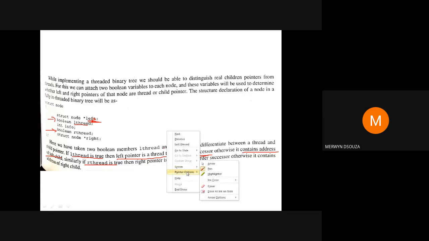Otherwise, if L thread is false, it contains the address of the left child. So if this is true, it will contain a thread. If it is false, then this contains the address of the left child. Similarly for the R thread. This is if you are implementing a program. So this will be the structure of a node.